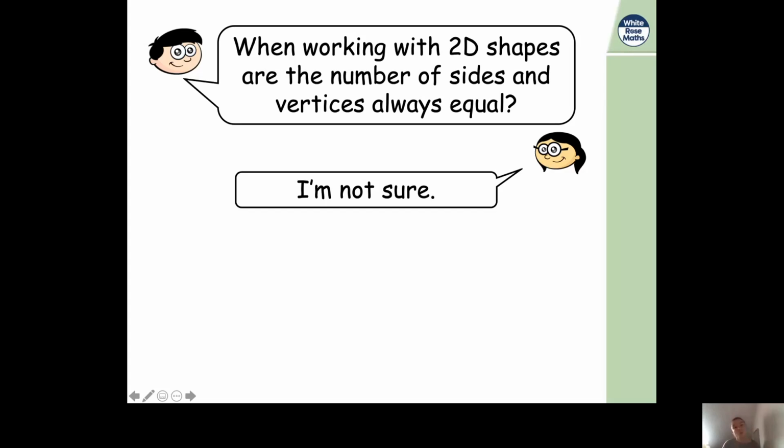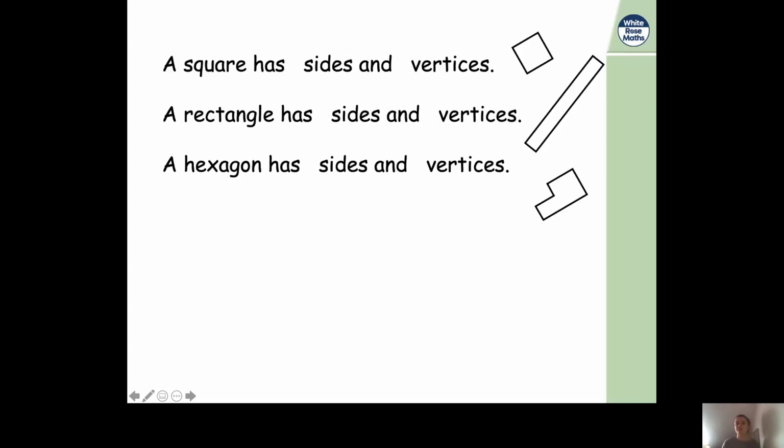But shall we look at some more shapes to see if he's correct? Because the girl's not sure, so I'm sure we can help him out. So here we have 3 shapes. We've got a square, a rectangle and a hexagon, and we're using these 3 shapes because we've already looked at a triangle and a pentagon. Now let's have a look at the first one together. So a square has how many sides? Well, we know that a square has 4 sides from yesterday's lesson. But how many vertices does it have?